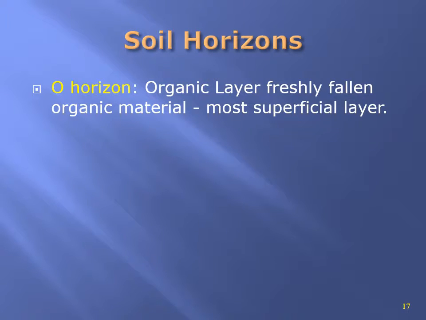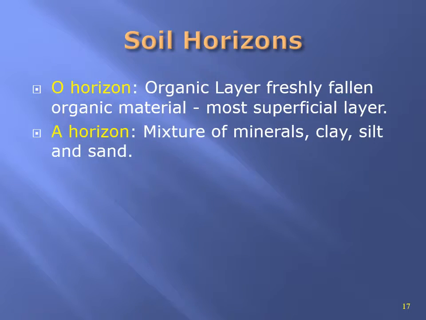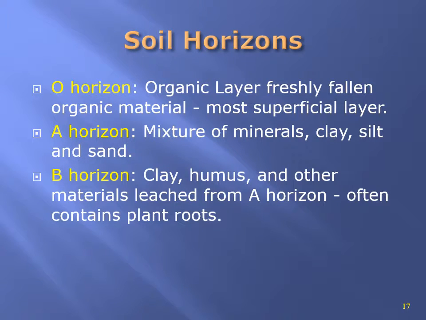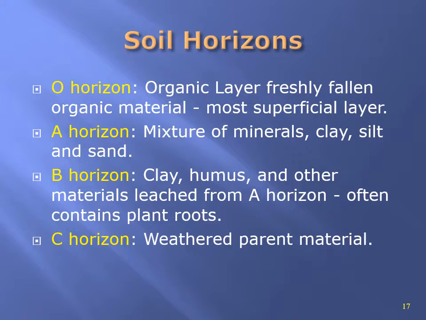So let's look at the soil horizons. The O horizon is what they call the organic layer, and it's freshly fallen organic material, and it's the most superficial or the top layer. And the term organic in science, in this context, means that it's from a living thing, so plants or animals that have fallen to the ground on that very upper level. The A horizon is a mixture of minerals, clay, silt, and sand. The B horizon is a mixture of clay, humus, and other materials leached from the A horizon and often contains plant roots. The C horizon contains weathered parent or rock material.